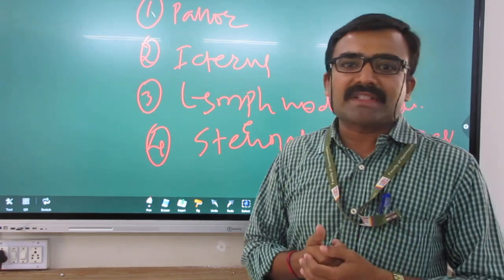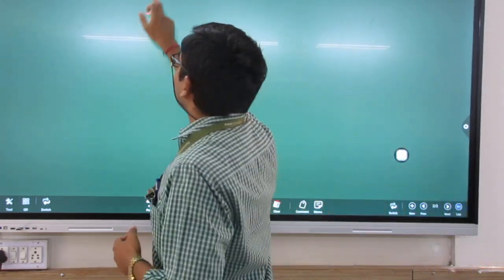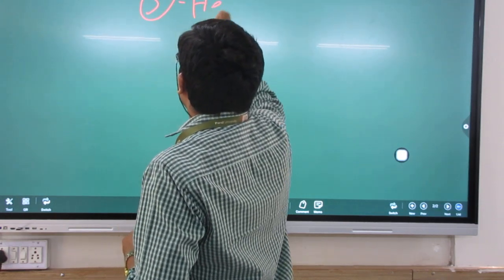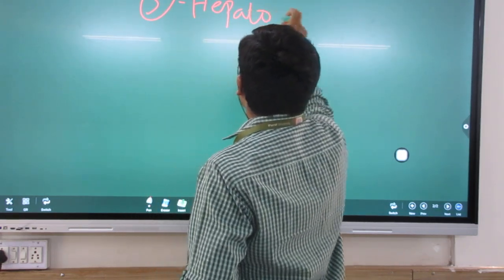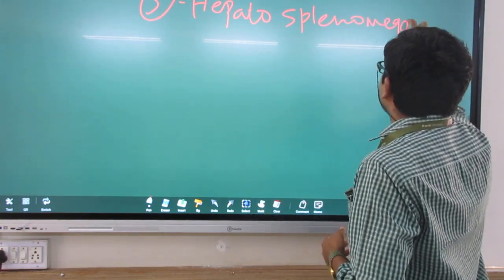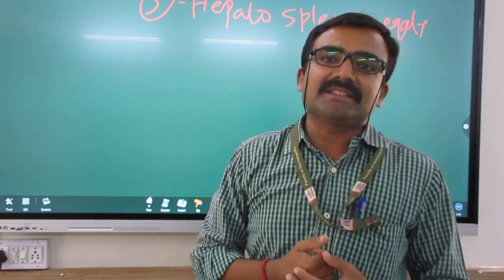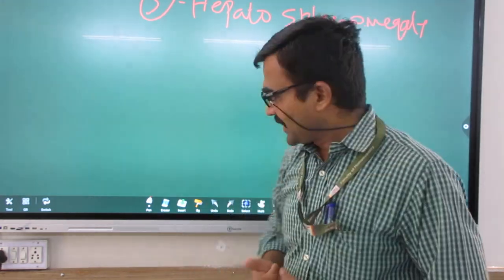The fifth important sign of hematological diseases is hepatosplenomegaly. Hepatosplenomegaly, again, is seen in cases of hemolytic anemias as well as in cases of leukemias.